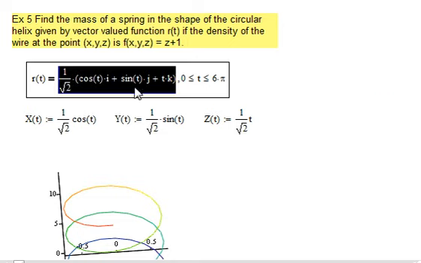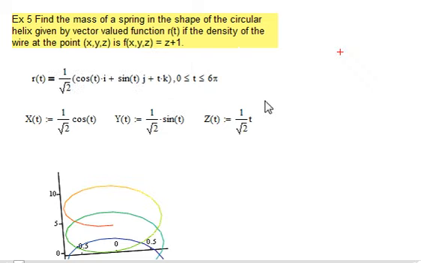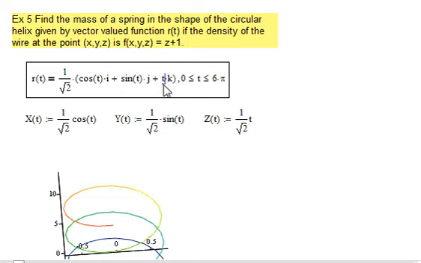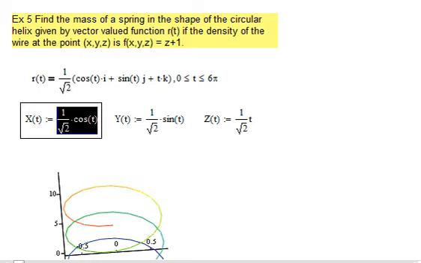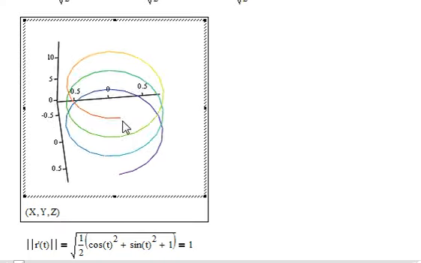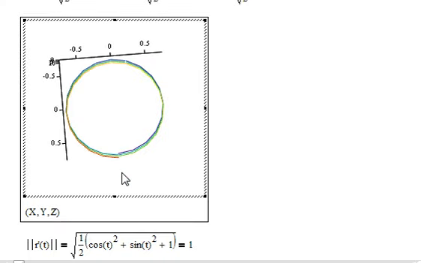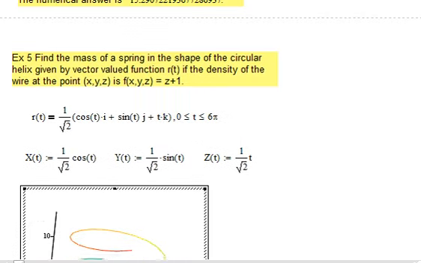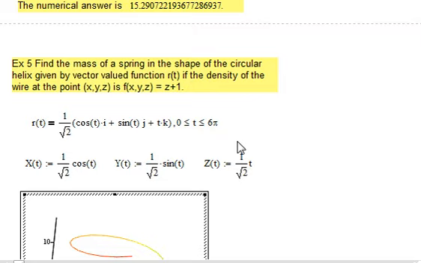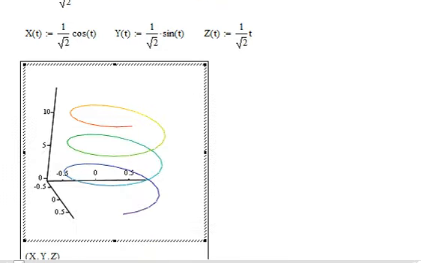So here's our vector valued function describing our coiled spring. r of t is 1 over the square root of 2 times cosine t i plus sine t j plus t k, and t goes from 0 to 6 pi. So here's a picture of it. I needed to write this in parametric form to get a good picture, but this describes it well, I hope, for you. t goes from 0 to 6 pi, so I think that's the right number of revolutions.